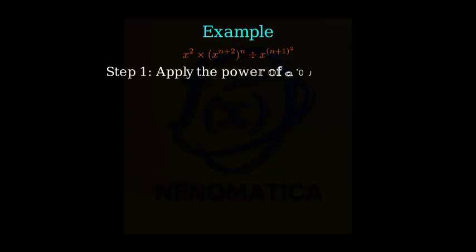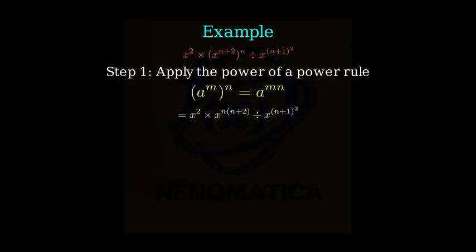Let's start with step 1. Apply the power of a power rule. According to the rule, when we have a power raised to another power, we multiply the exponents. So for the term x raised to the power n plus 2, raised to the power n, we multiply the exponents. N plus 2 times n, which gives us x raised to the power n times n plus 2.